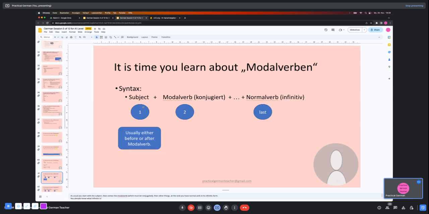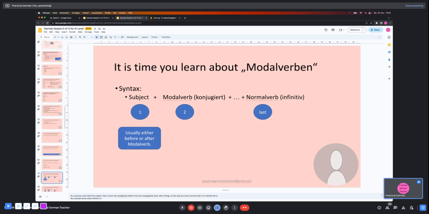So again, the syntax: subject, modal verb. Normally you have subject, verb, and object. But when you use a modal verb, you have the subject at the first position. Whenever there is something else in the first position, the subject gets pushed back. At the second position, you have the modal verb. Of course, you conjugate it, and then you may or may not have other things, like an object. And towards the end, you have the normal verb.